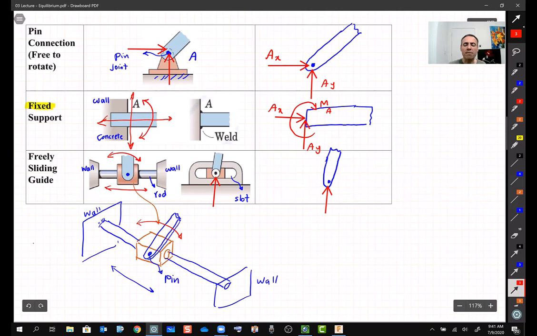A wall, it's obvious. You cannot bend it, and also you cannot move it up and down and left and right. These sliding things, you can rotate it, you can move it left and right, but you cannot move these things up and down. That's why there is a reaction like this one. All right? So this is more like a schematic form of these supports.